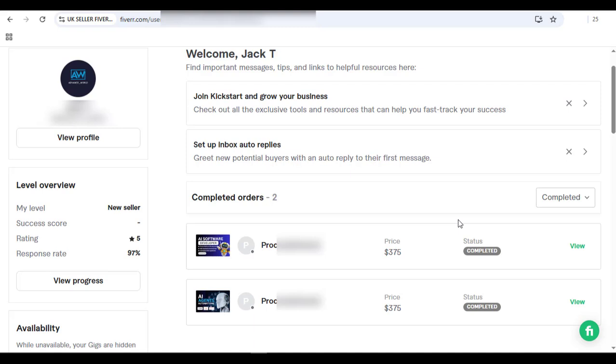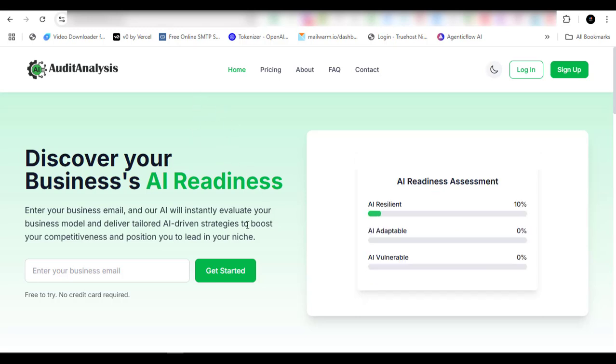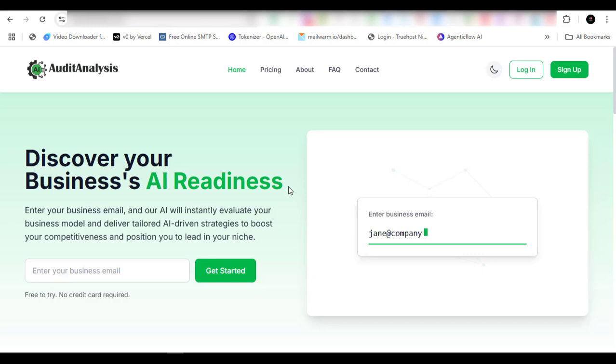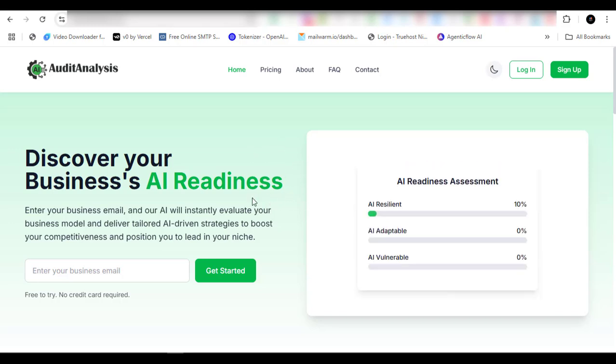Let me even show you what I did for the person. As you can see right now, this was the website I created for the buyer, for the client that paid me over $800. Yes, that was around $860 if we calculate everything together.